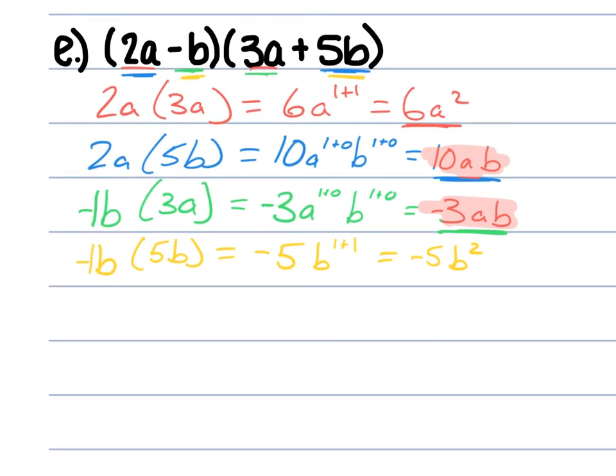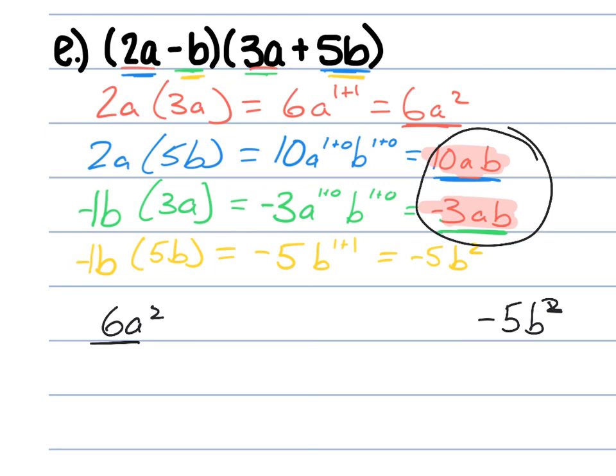So the 6a squared is going to stay that way. And at the end, the negative 5b squared is going to stay the same. But we do need to combine these two terms. What do I get when I combine 10 and negative 3 of something? 7. So a positive 7ab. So 6a squared plus 7ab minus 5b squared.